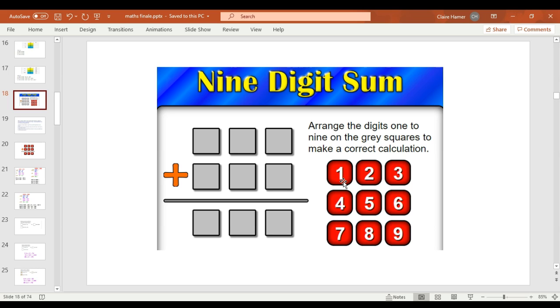So what I mean is you might, for example, put 1, 2 and 3 up there, 4, 5 and 6 there. And do you get 7, 8, 9 at the bottom? 3 and 6 is 9, 2 and 5 is not 8, 1 and 4 is not 7, so that wouldn't work. Okay, so this might take a little bit of time.